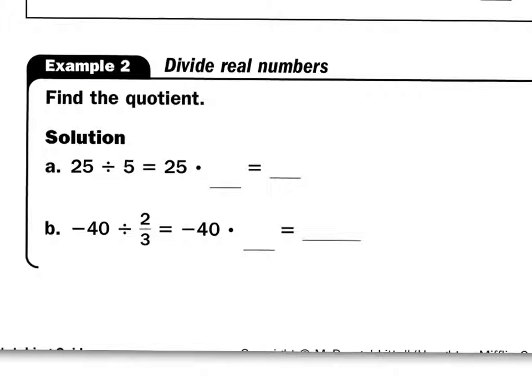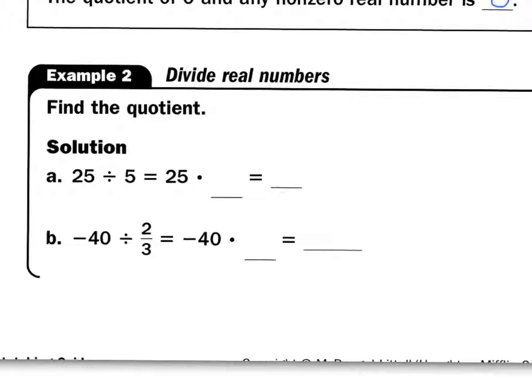In example 2, we're going to take a division problem and change it into a multiplication problem and work it out as a multiplication problem. So 25 divided by 5. We probably all know that the answer to that is 5, but we're going to change it into a multiplication problem. The first number does not change. 25 is 25. The division, though, we're going to change to times, and the 5 we're going to change to 1 over 5. We will get 5.